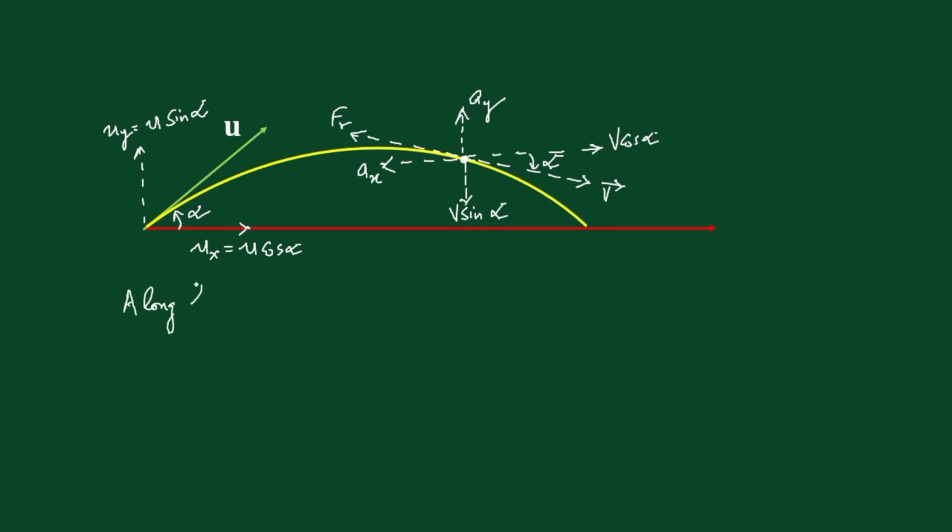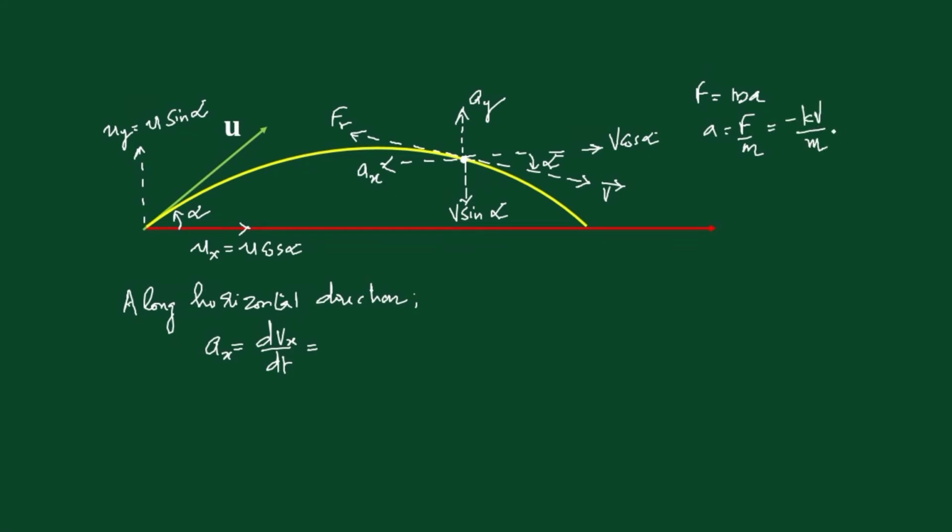consider the motion along x direction, that is horizontal direction. In this direction acceleration is ax, that is dvx divided by dt. We know that the force is given by F equal to ma, so acceleration is F divided by m. Here the force along x direction is only the resistive force, that is the x component of resistive force, minus k vx, divided by mass.